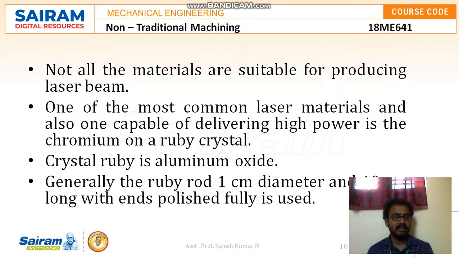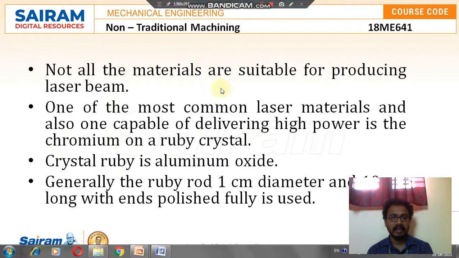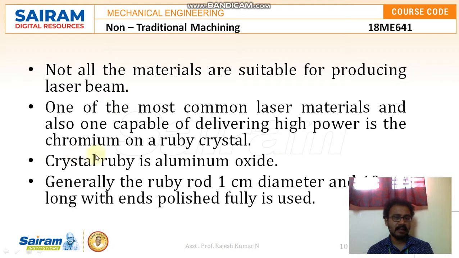The thermal energy levels are very high, but not all materials are suitable for producing a laser beam. This is very important. One of the common laser materials, and also one capable of delivering high power, is chromium in a ruby crystal. The material which can convert the thermal energy into photons, so not all materials are recommended. The material recommended here is the ruby crystal. The ruby crystal is basically chromium dispersed in aluminium oxide.